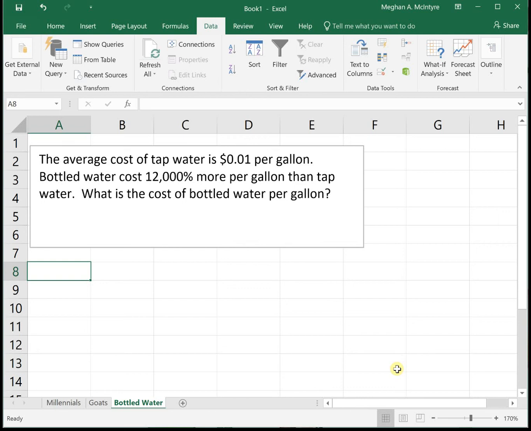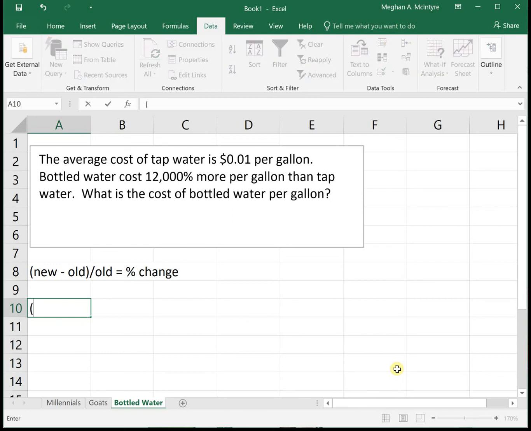There's a couple different ways we could do this one, but I'm going to use the percent change that you can find in your book. So the definition in your book is the new value minus the old value divided by the old is equal to our percent change. Sometimes we call this our relative change. So in this case, we're going to use the cost of the tap water as our old value because that's what we're referencing, the initial value we're given. And then we're comparing it to the new value, which is bottled water. We want to know what is the cost of bottled water.